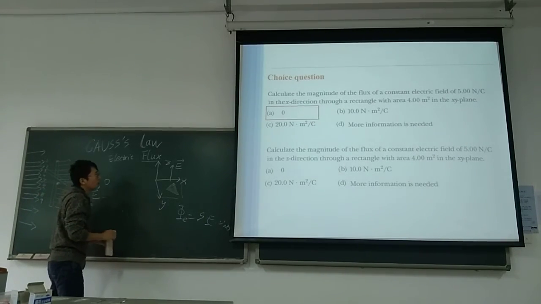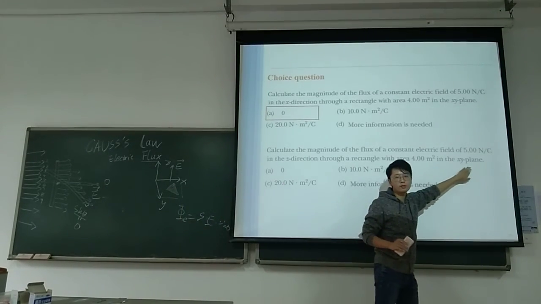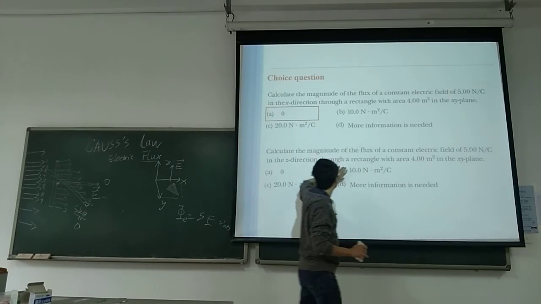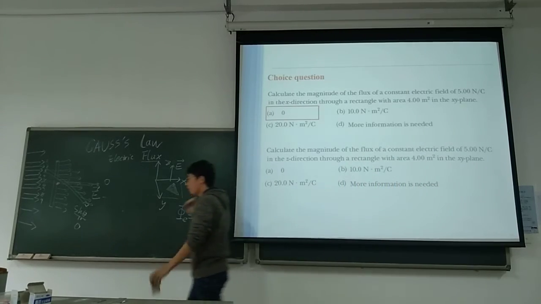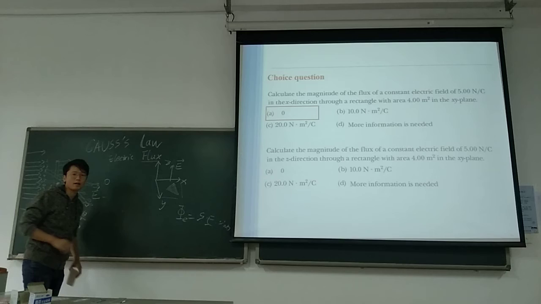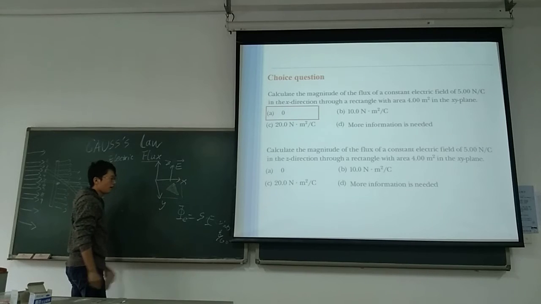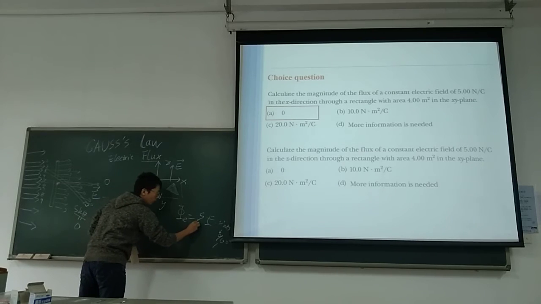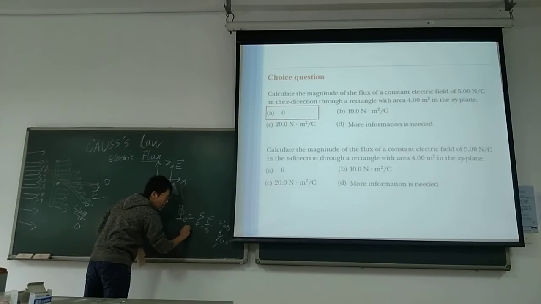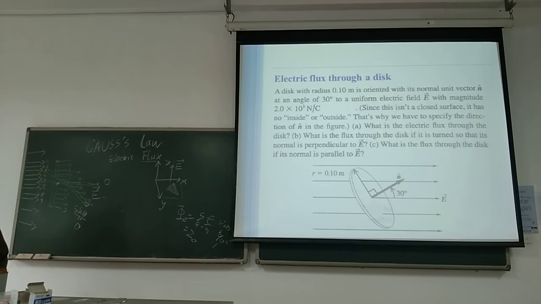Vertical. Yes, because the z direction is vertical to the xy plane, which means the electric field is vertical to the rectangle. Therefore, it is 90 degrees, and sine 90 equals 1. So 4 times 5 is 20. So the final result is C. Not so difficult, huh?